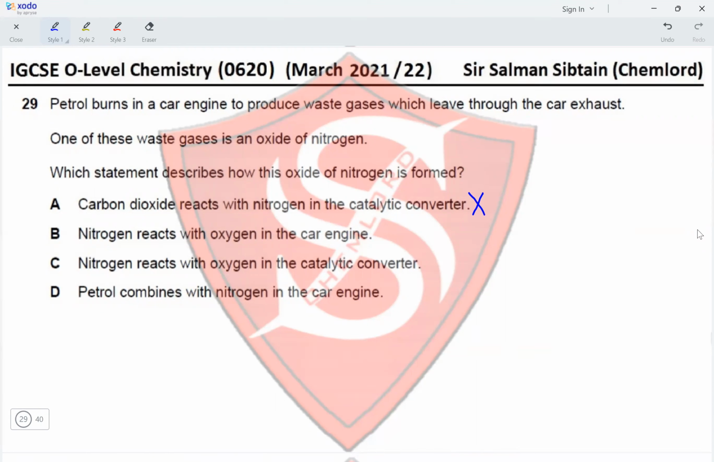Nitrogen reacts with oxygen in the car engine. Yes, at the high temperatures of the car engine, the nitrogen and oxygen gases in air react with each other, producing oxides of nitrogen. Next, nitrogen reacts with oxygen in the catalytic converter. No, this happens in the car engine. Petrol combines with nitrogen in the car engine. This reaction never happens. So the correct option for this question is option B.